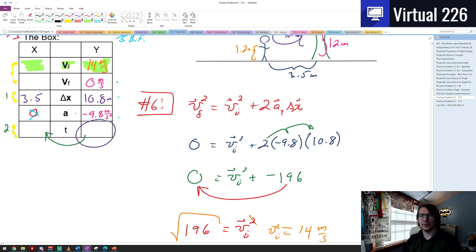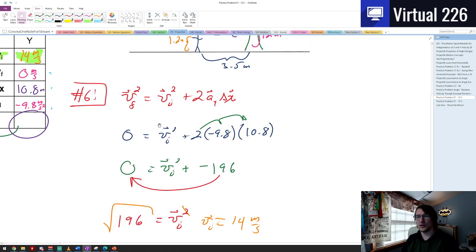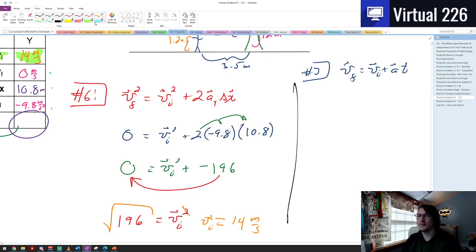We've got 4 things here. We can pretty much choose any equation we want. Let's go use equation number 3. I think that equation is arguably one of the easier ones on our best friend. If you're thinking about equation number 3, it's that the final velocity equals the initial plus the acceleration multiplied by time. So put numbers in, we get 0 equals 14 plus negative 9.8 times t.